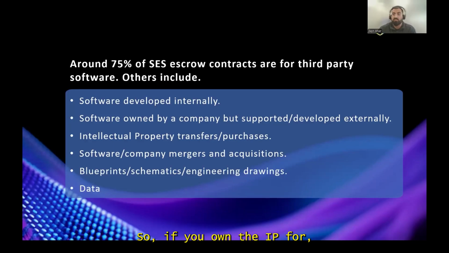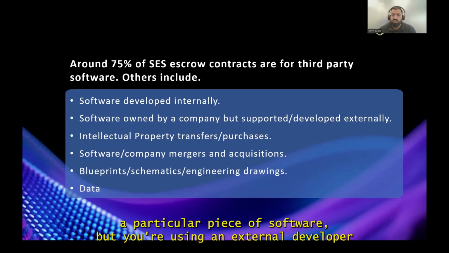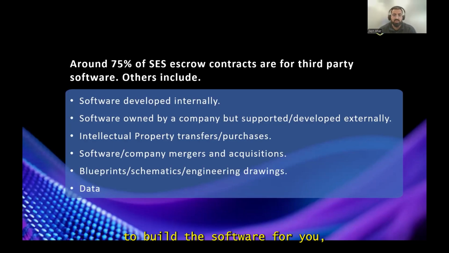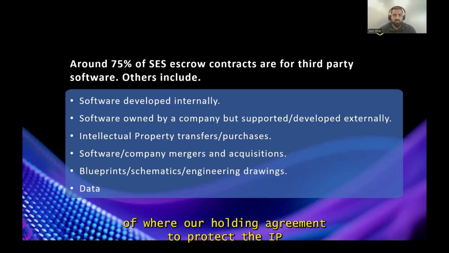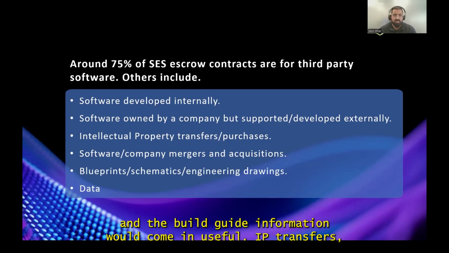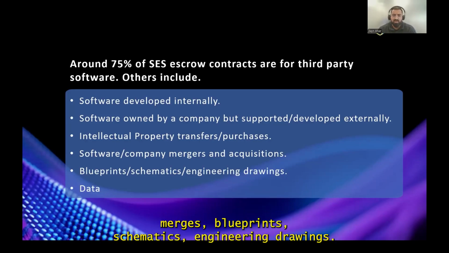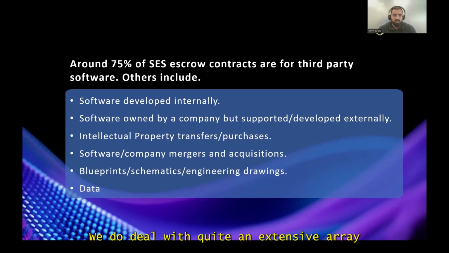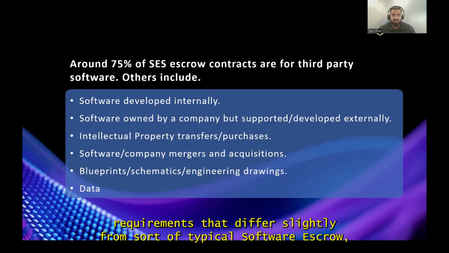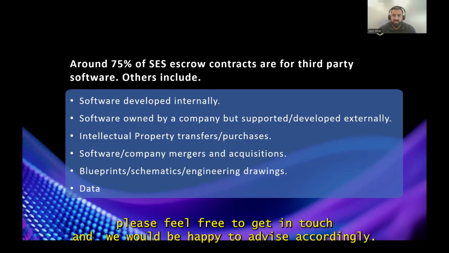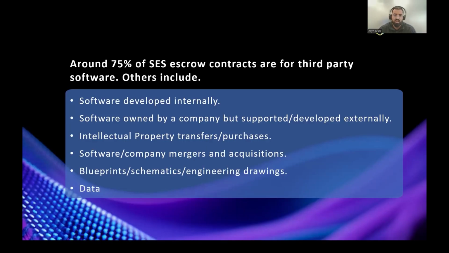So if you own the IP for a particular piece of software, but you're using an external developer to build the software for you, that's a typical scenario where our holding agreement to protect the IP and the build guide information would come in useful. IP transfers, as we mentioned, software company mergers, blueprints, schematics, engineering drawings. We do deal with quite an extensive array of requirements. So if there are any requirements that differ slightly from typical software escrow, please feel free to get in touch and we'll be happy to advise accordingly.